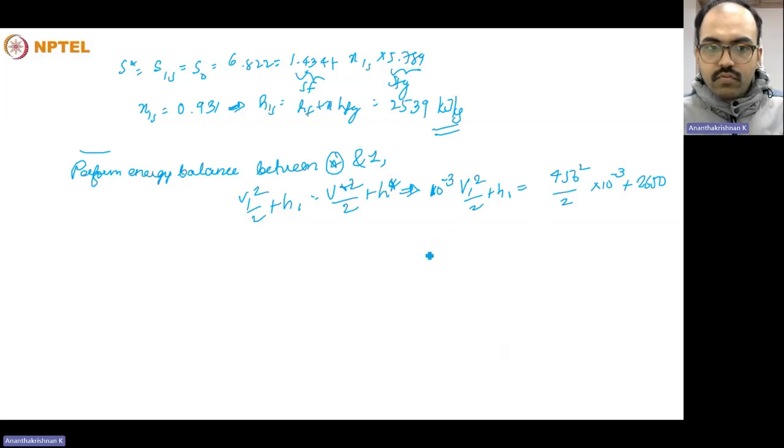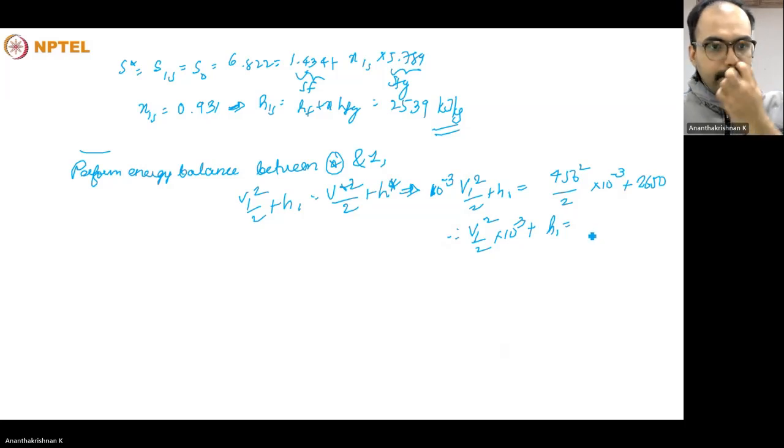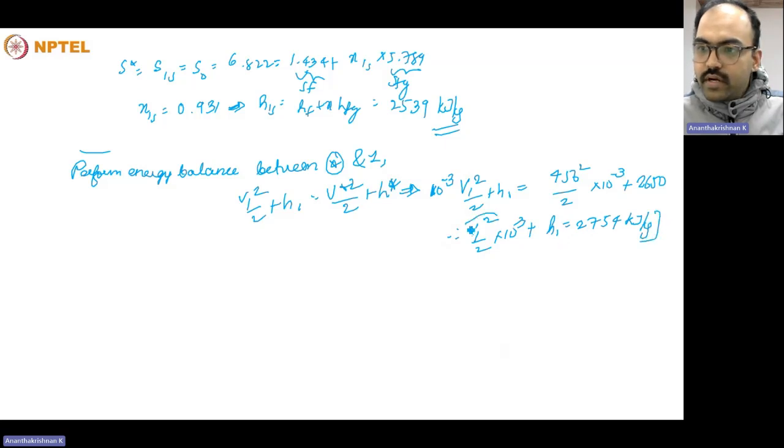This will give us the value of velocity. So V1 squared by 2 into 10 power minus 3 plus h1 will be equal to 2754 kilojoule per kilogram. So that is equation 1. We get one equation by performing the energy balance between the point star and 1.